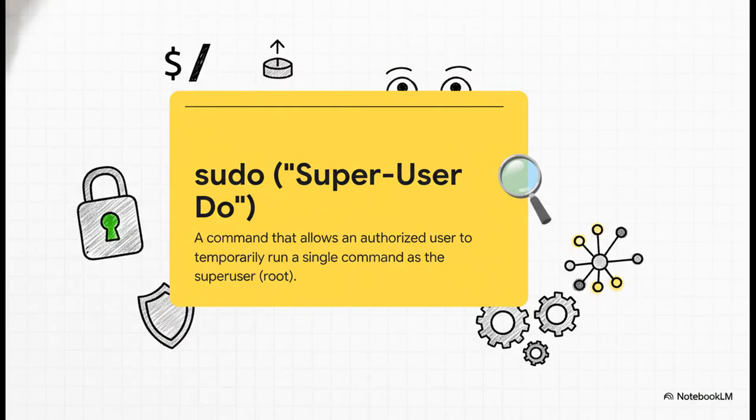The answer is one of the most famous commands in all of Linux, sudo. It's short for "super user do." And here's the key. It doesn't give you permanent power. Instead, it lets an authorized user run a single command with the full authority of the system administrator, or root. It's a safe, temporary, and logged way to do administrative tasks without giving away the keys to the kingdom.